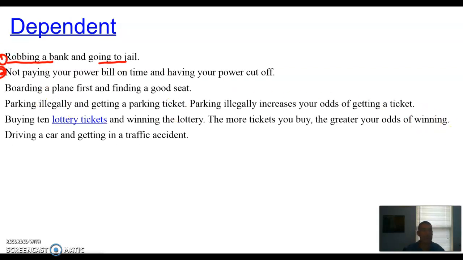Not paying your power bill on time and having your power bill cut off. Those two do depend on one another. For example, if you do not pay your power bill on time, eventually the power will be cut off. So therefore, one event does affect the chances of the other event from happening.